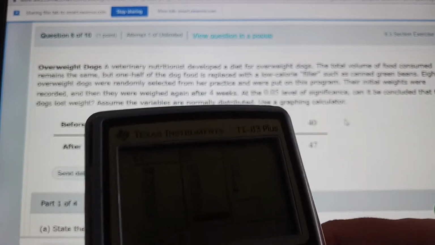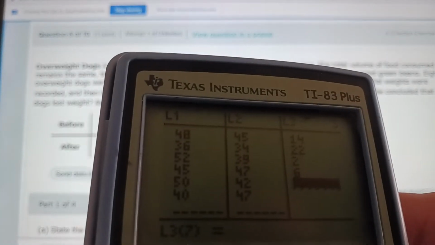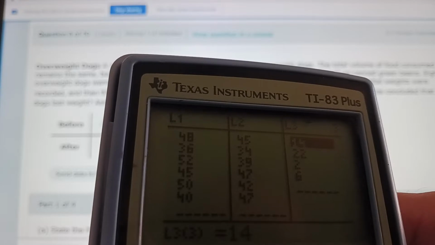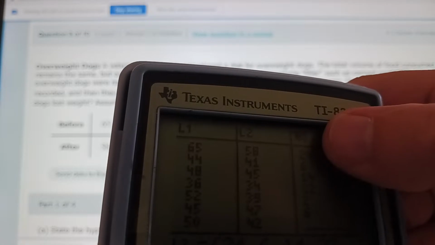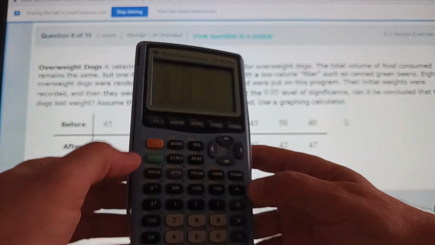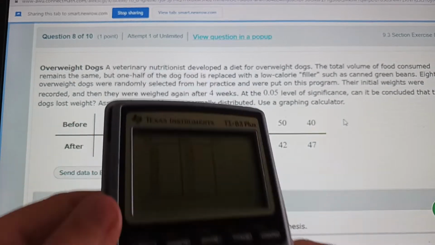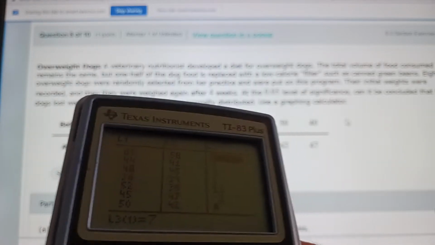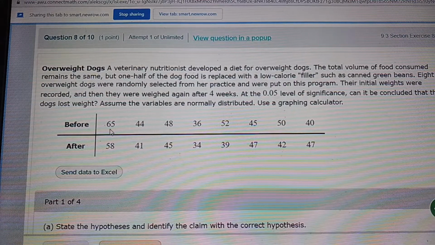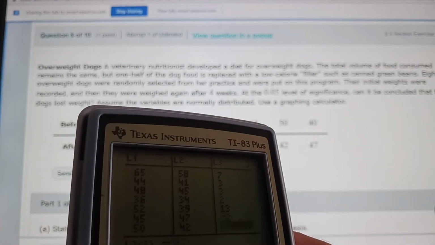And then you have to travel with your arrows, move over to L3. It's okay if there's already numbers there. Go all the way up to the top. Don't stop there. All the way to the top. Now the cursor is highlighting L3. When that's happening, you press second L1 minus second L2. Enter, and it does all of them for you. So there, 7, 3, 3 are the first three numbers. That's what I did by hand here. 65 minus 58 is 7. 44 minus 41 is 3. 48 minus 45 is 3. All of them are positive except those two negatives.